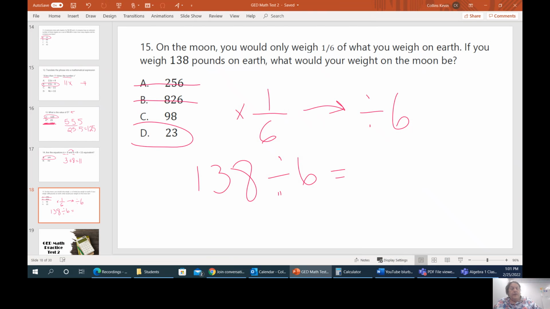We're kind of leaning that direction too, because like I say, think about a small pizza. You cut it into 6 pieces, it's not going to be a big chunk of the pizza, right? So this number is not going to be a big chunk of 138. So that's our answer right there.